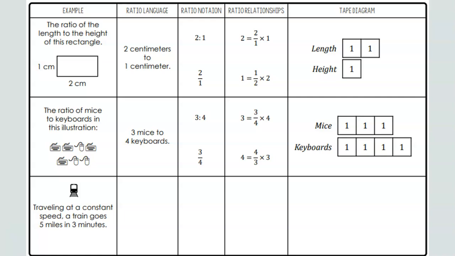The final example shows traveling at a constant speed. A train goes 5 miles in 3 minutes. In language, 5 miles is on top with 3 minutes on the bottom. Notation, 5:3 and 5/3.